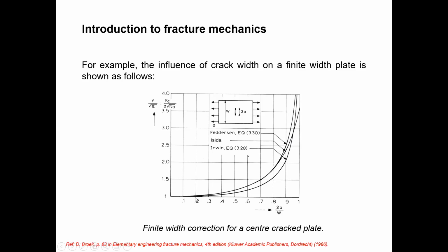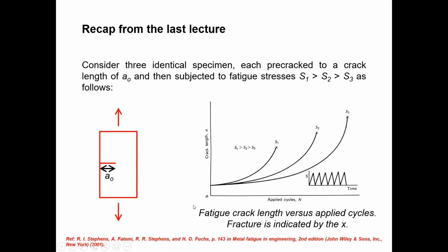When you increase the crack length, the Y value initially does not change at a large rate. But when 2A reaches close to W, that means the effective cross-section area reduces, and the Y value changes significantly, a high rate of change. So that is the meaning you can take from this model. The Y value will change.